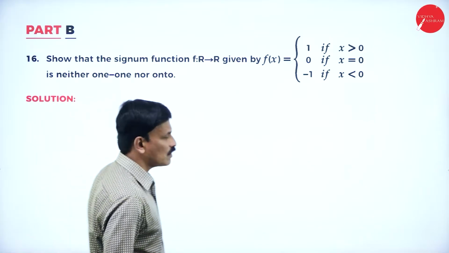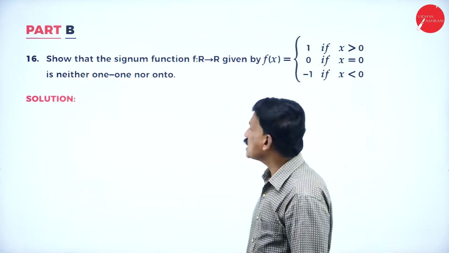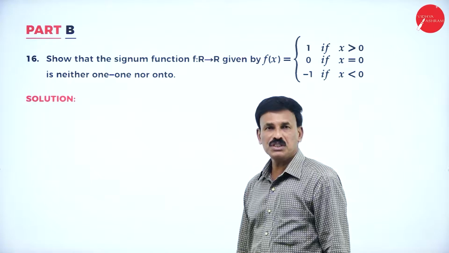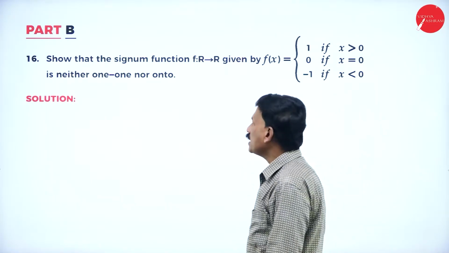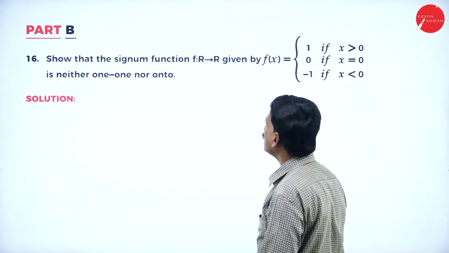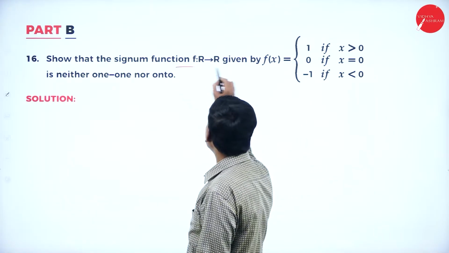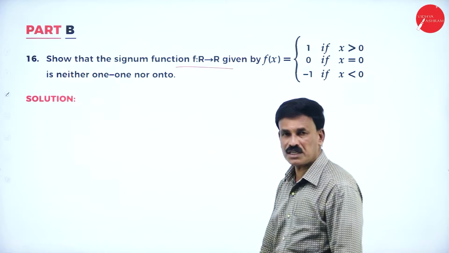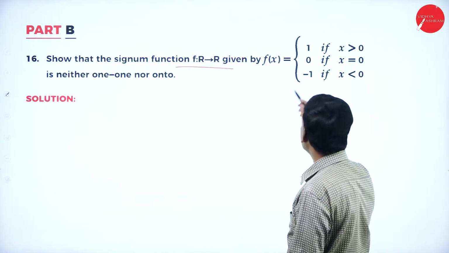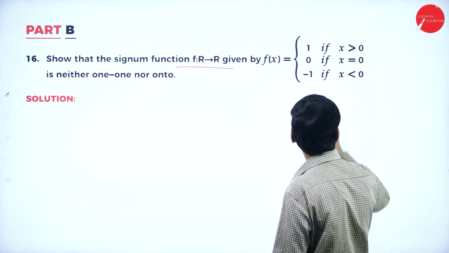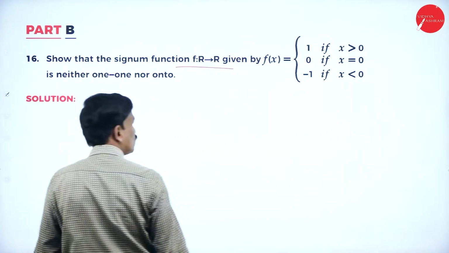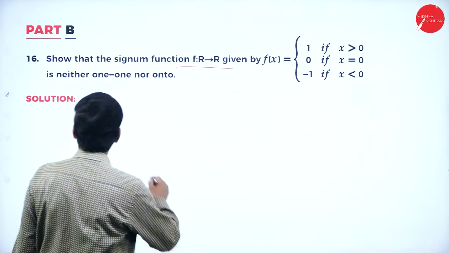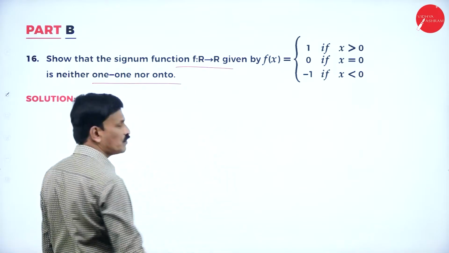Now let us come to the first question. Question number 16, 2 marks question. In this you are going to answer 10 questions. Now let us come to the first problem. Show that the signum function f from R to R is given by, they have already given the signum function, f of x is equal to 1 if x is greater than 0, 0 if x is equal to 0, minus 1 if x is less than 0, is neither 1-1 nor onto function.